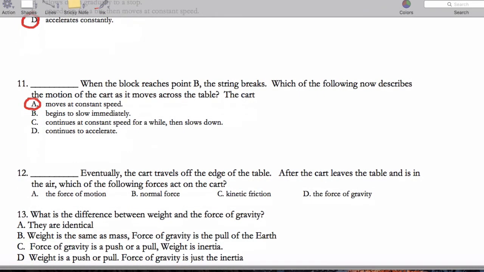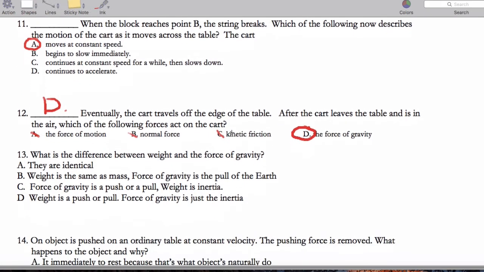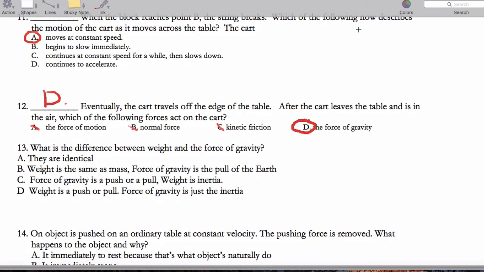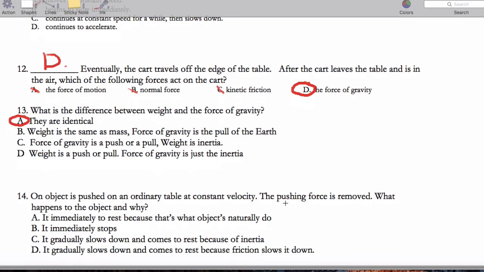And then as the cart falls off the edge of the table, there is no friction, there is no normal force, there is no force of motion. There is only the force of gravity pulling down on the cart. Okay. Then number 13, what is the difference between weight and force of gravity? Do not be tricked. These are 100% identical forces.